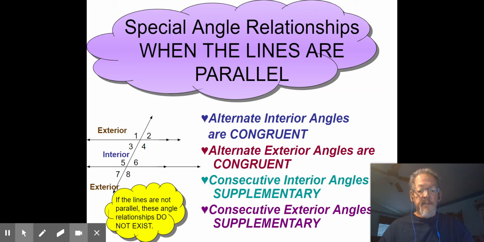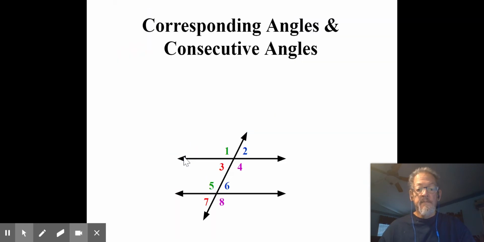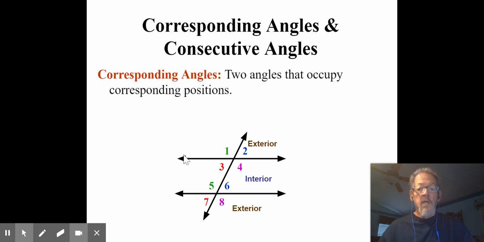If the lines are not parallel, these angle relationships do not exist. So this only works with parallel lines. Corresponding angles and consecutive angles. There's the exterior and interior. Two angles that occupy corresponding positions are corresponding. You can see by the colors which ones are corresponding to each other.